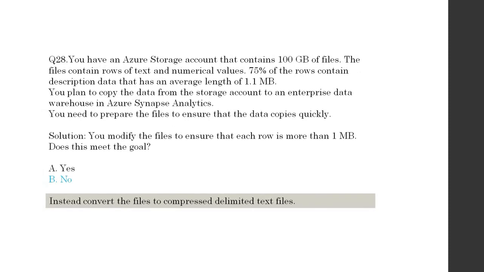Coming to the next question, the same question, nothing changed. You need to prepare the files to ensure the data copies quickly. The requirement is the same, and you modify the files to ensure that each row is more than 1 MB. Does it meet the goal? No, because we know that instead we have to convert the files into compressed delimited text files. That is the best option to copy the data quickly.